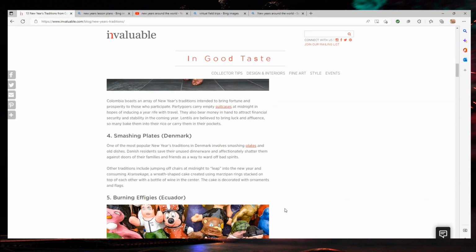Smashing plates in Denmark. One of the most popular New Year's traditions in Denmark involves smashing plates and old dishes. Danish residents save their unused dinnerware and affectionately shatter them against the doors of their families and friends as a way to ward off bad spirits. Other traditions include jumping off chairs at midnight to leap into the new year and consuming Kransekage, a wreath-shaped cake created using marzipan rings stacked on top of each other with a bottle of wine in the center.